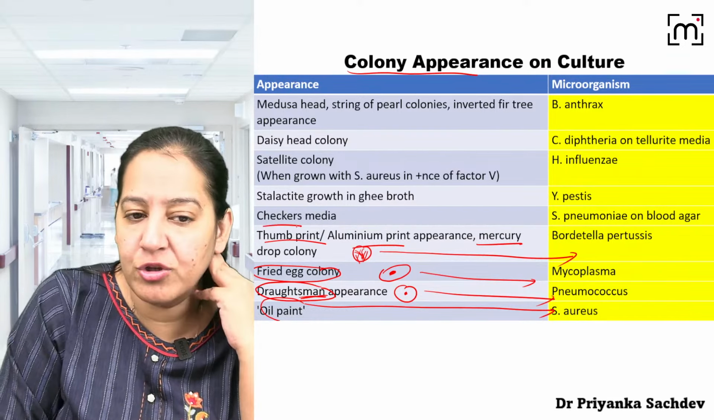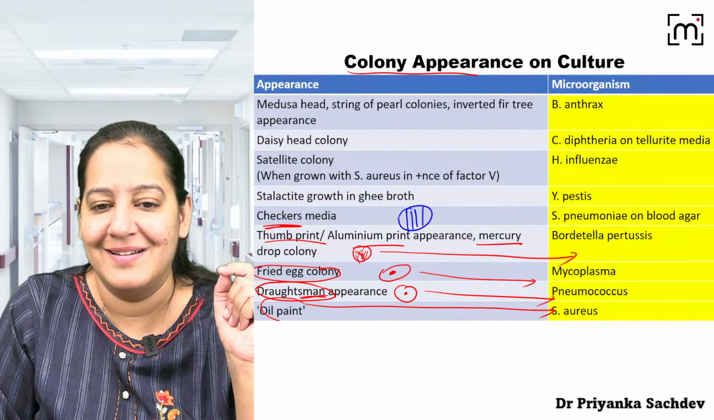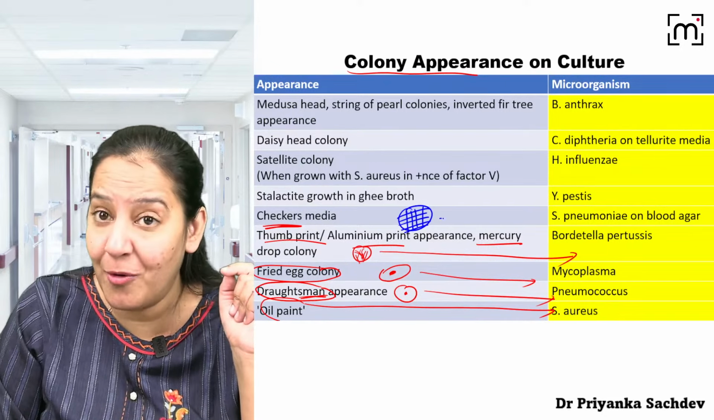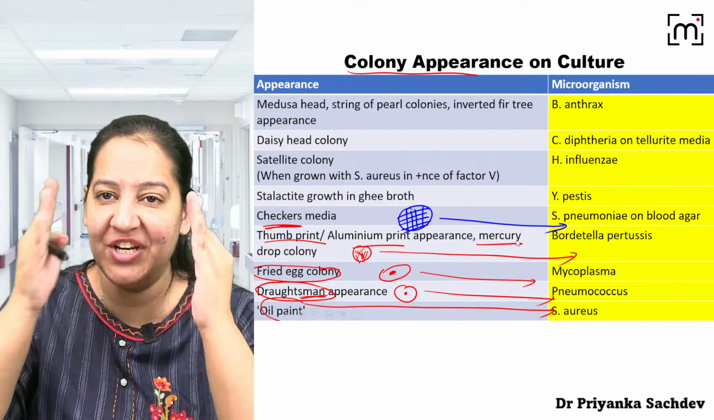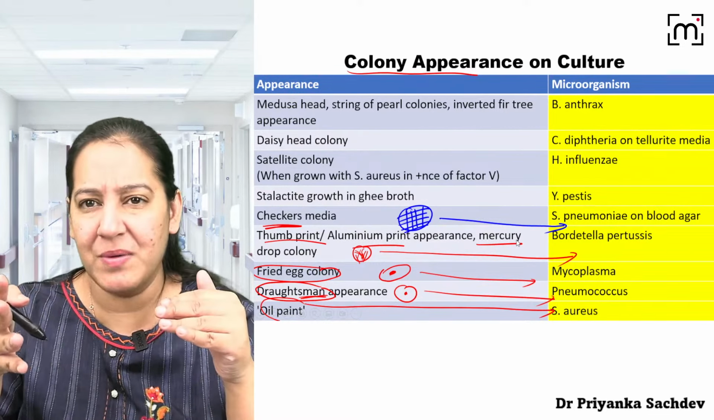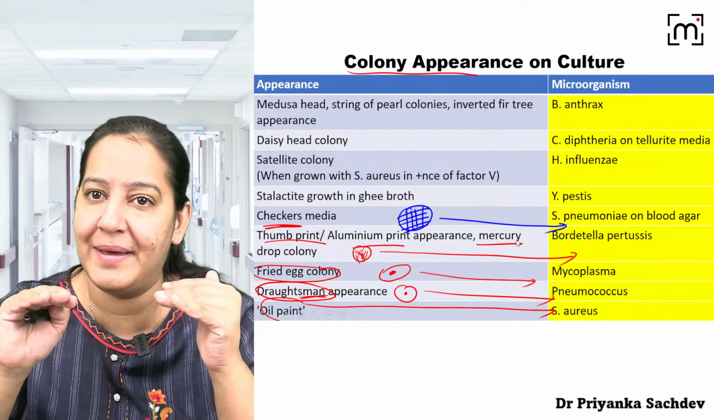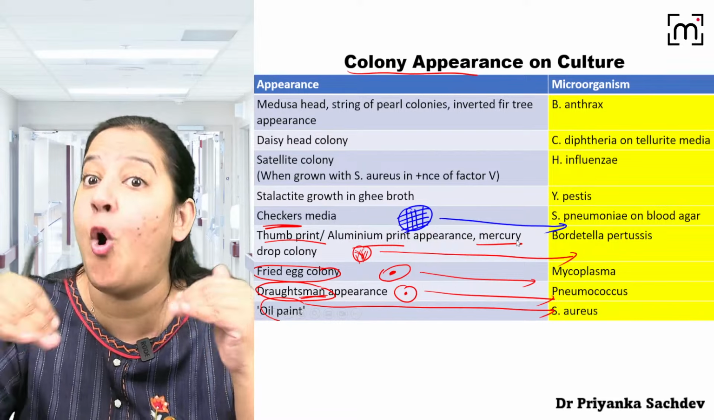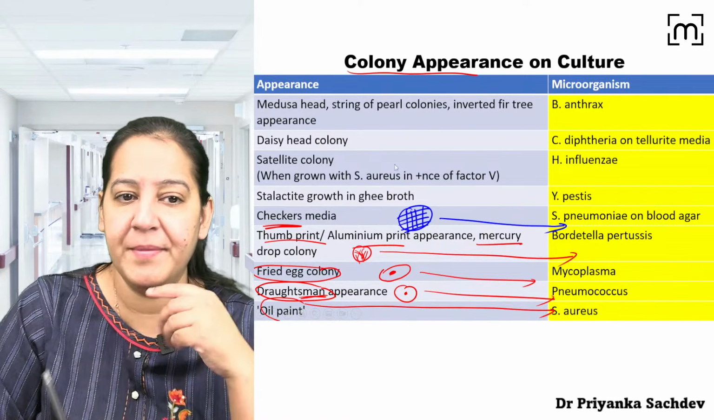I'm saying that. You know the checkerboard. What do you mean by checkerboard? The colony is like this. Checkerboard appearance. The checkerboard colony is Streptococcus pneumoniae on blood agar. Right. So you should have an imagination in your mind. IBQs will not come on this, but yes, you should have an imagination. Checkerboard means, carom coin means, thumbprint means, oil paint means. So you will have better learning. Give me a thumbs up.